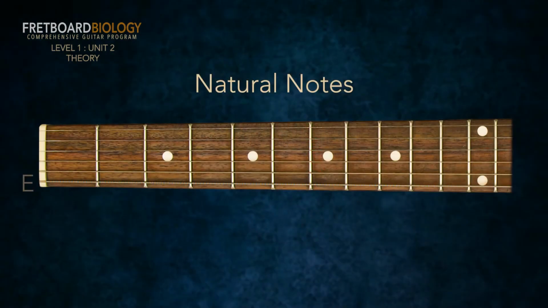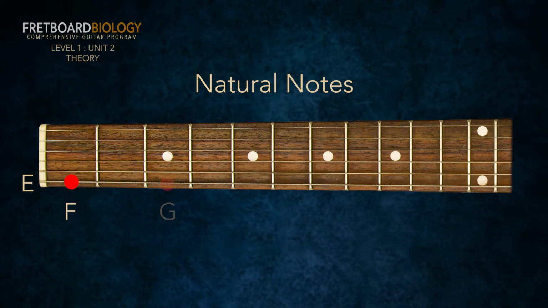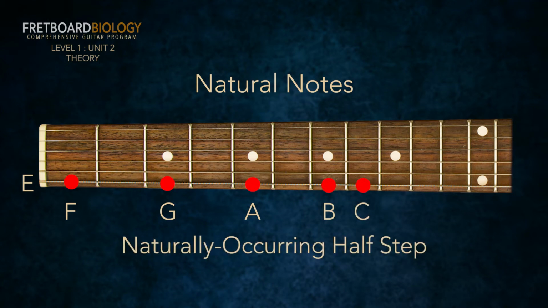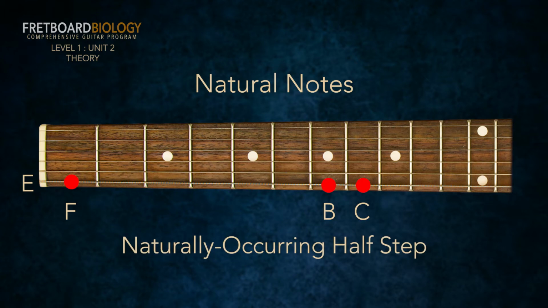And now think about the sixth string on the guitar. There's the low E string, open E, and then one fret to F. That's a naturally occurring half step. Then two frets or a whole step from F to G, two frets or a whole step from G to A, two frets or a whole step from A to B, one fret or a half step from B to C, a naturally occurring half step, and two frets or a whole step from C to D, and to finish, two frets or a whole step from D to E. So again, the naturally occurring half steps are between B and C and E and F.